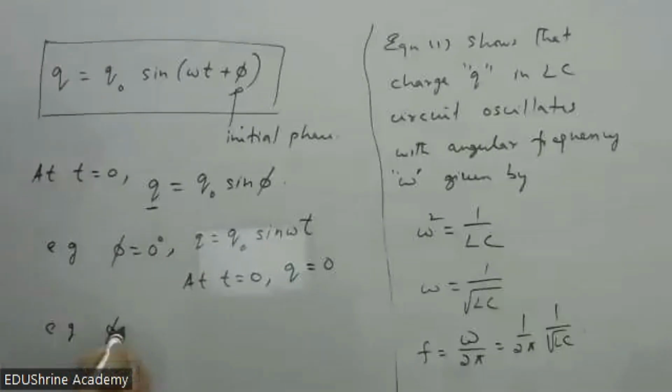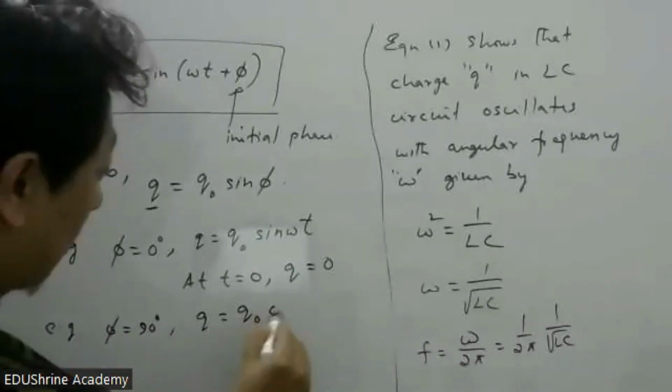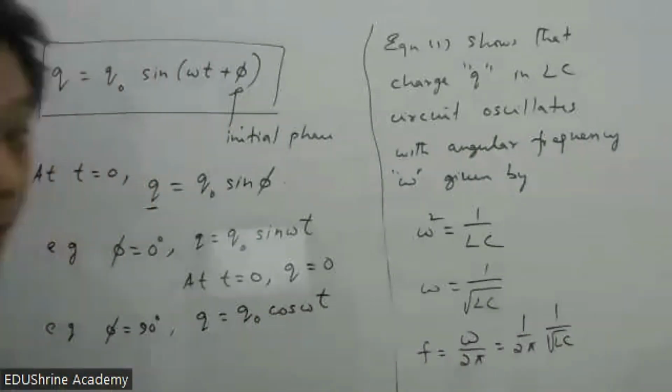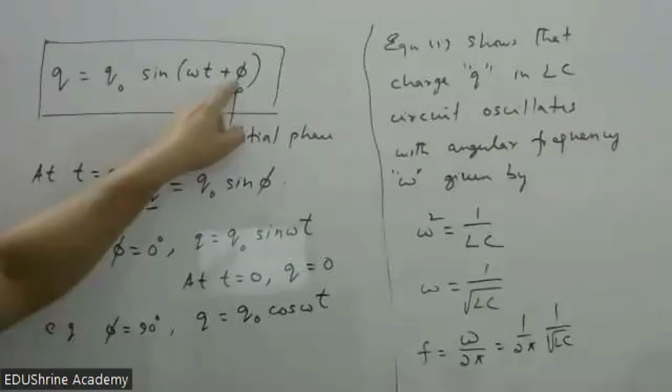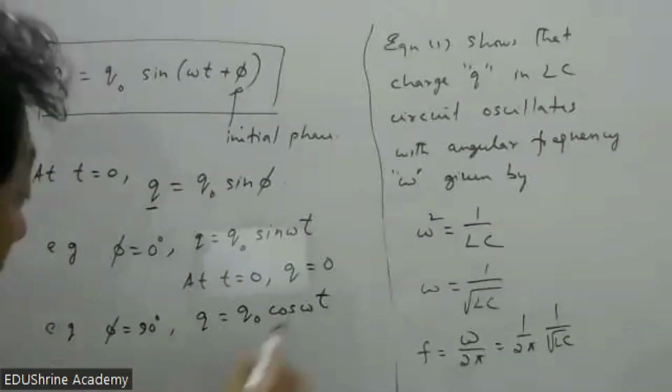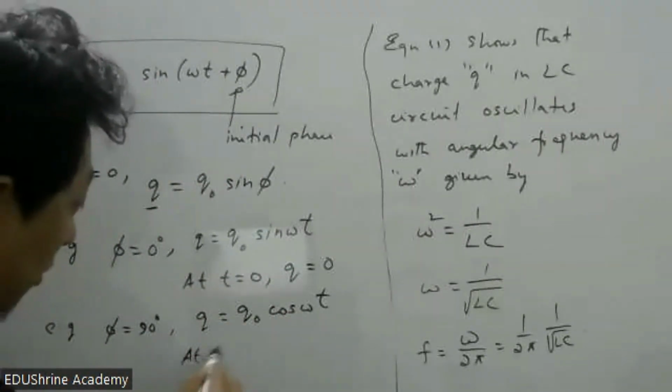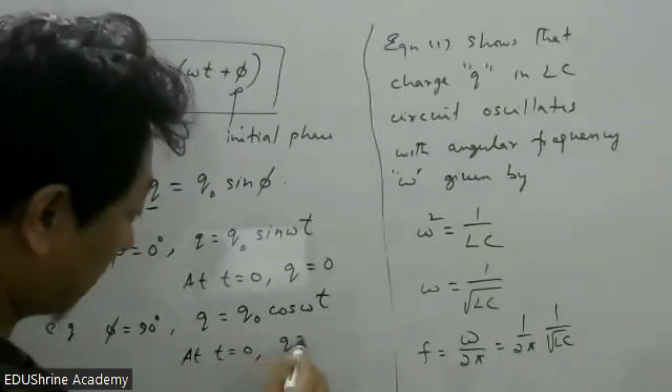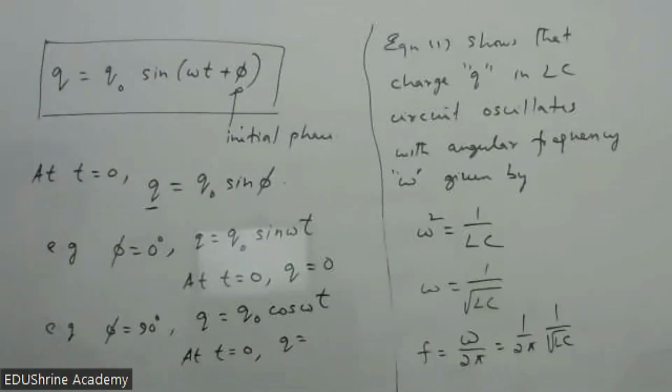Also, you may take phi as 90 degrees in this formula. Then Q will be what formula? Q naught cos omega t, because sine of omega t plus 90 degrees is cos omega t. If you take this formula, then what are you assuming? At t equals 0, what is Q? Q naught.